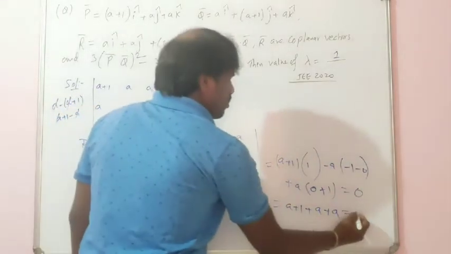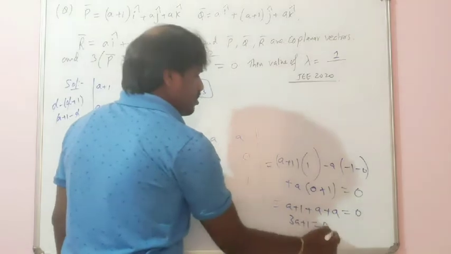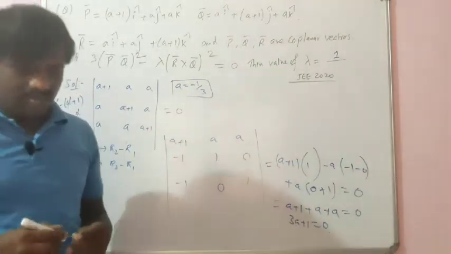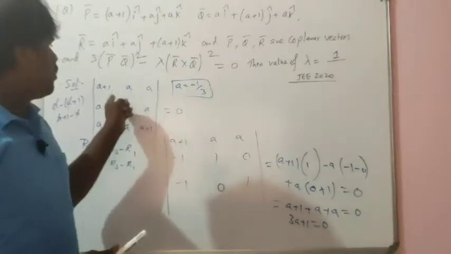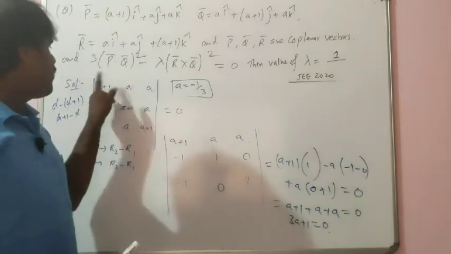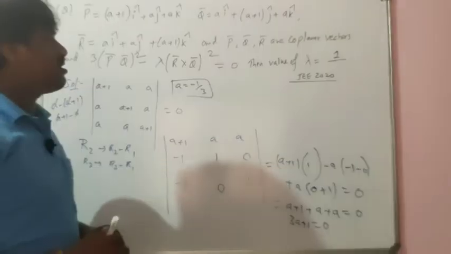And that is equal to 0. So a plus a plus a, 3a plus 1 is equal to 0. So a equals minus 1 by 3. That is what I said. Using cyclic, whenever you have cyclic, just check which value of a makes it 0, that will be the answer. So the a value I got is minus 1 by 3.